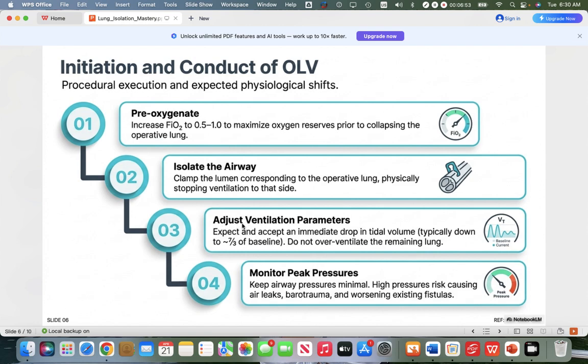Third, adjust ventilation parameters. As we know, the tidal volume will be decreased when we use a double lumen tube for one lung ventilation, because of the increase in pressure inside the dependent lung. So we decrease the tidal volume.